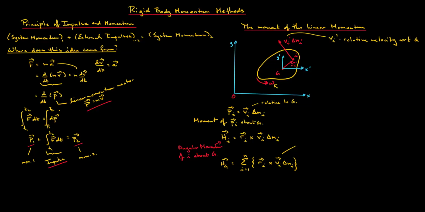Okay, so let's express this as the summation from i going from 1 to n of our moment r crossed with, now Vi, again, the relative velocity. So recall this would be of the form Vi with respect to g would be omega crossed with ri. And then we multiply it by the mass of our particle.